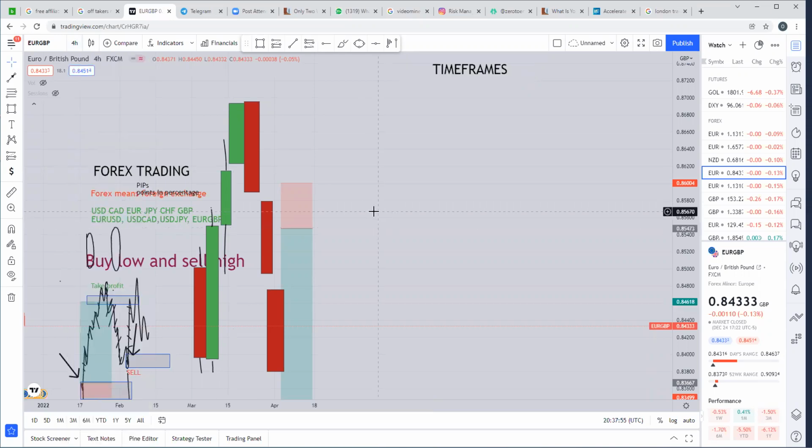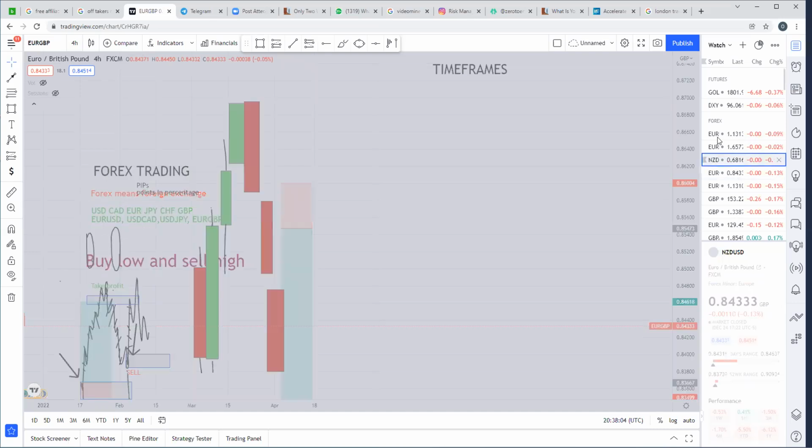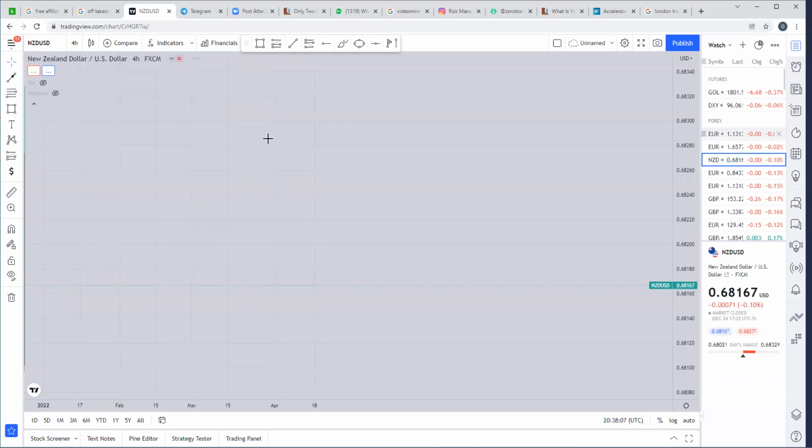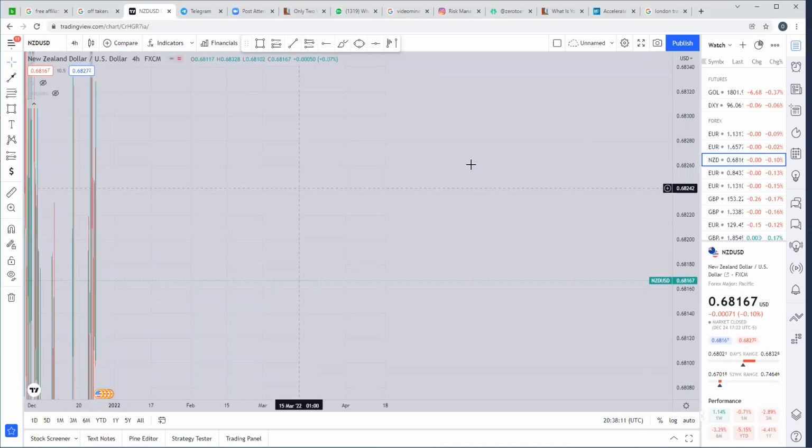Time frames help you to see how the market is doing overall. Let's pick another pair for me to explain this properly. Let's pick NZD USD for me to explain this.